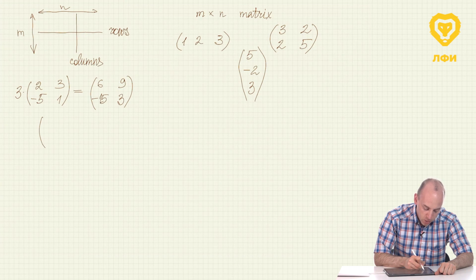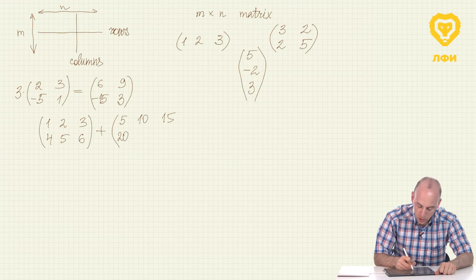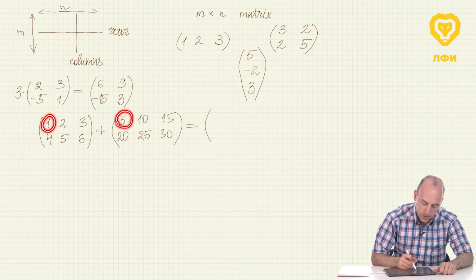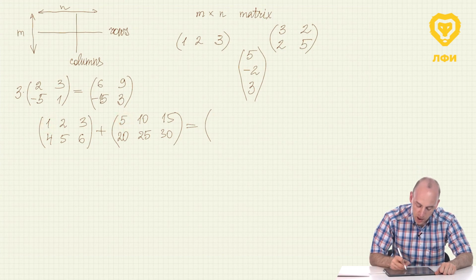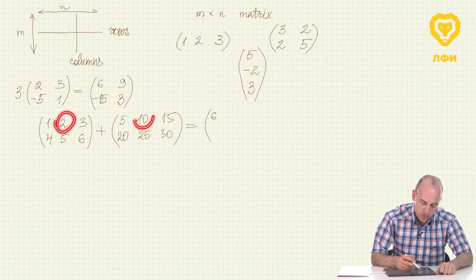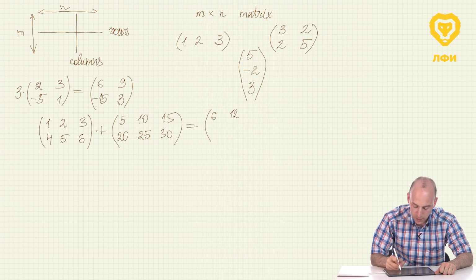So for example, we have a matrix 1, 2, 3, 4, 5, 6, and let the other be 5, 10, 15, 20, 25, 30. And so we just add the corresponding elements. So to get the element in the first row and in the first column, we add these two elements, and we get 6, and we proceed in the same way. So 2 plus 10 makes 12. After that, we get 18, 24, 30, and 36.